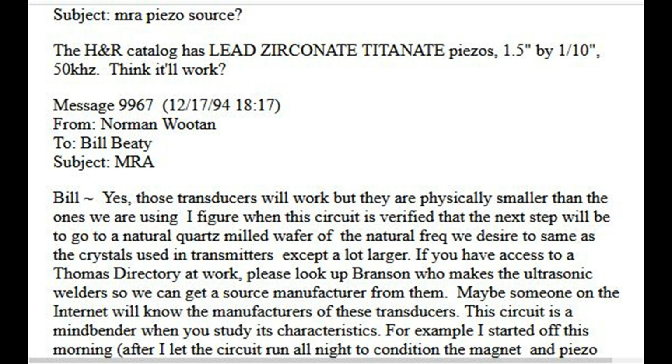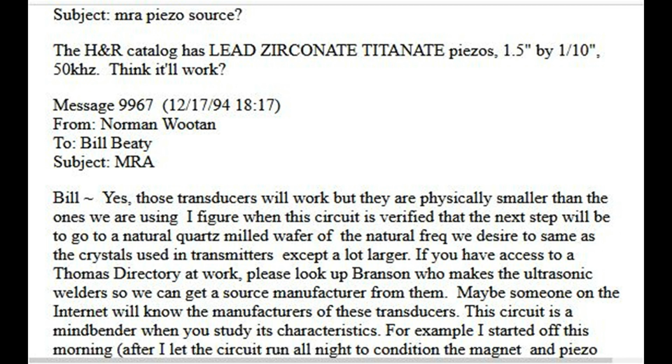Subject, MRA. Bill, yes, those transducers will work but they are physically smaller than the ones we are using. I figure when the circuit is verified that the next step will be to go to a natural quartz milled wafer of the natural frequency we desire, same as the crystals used in transmitters except a lot larger. If you have access to a Thomas directory at work, please look up Branson who makes the ultrasonic welders so we can get a source manufacturer from them. Maybe someone on the internet will know the manufacturers of these transducers.